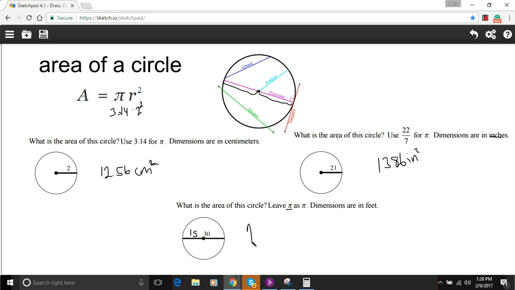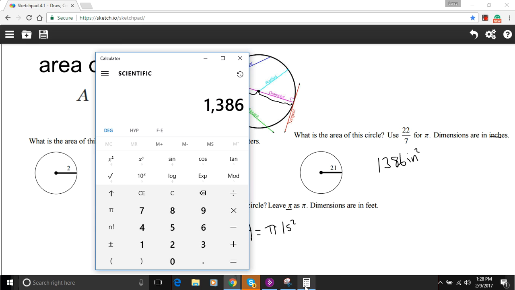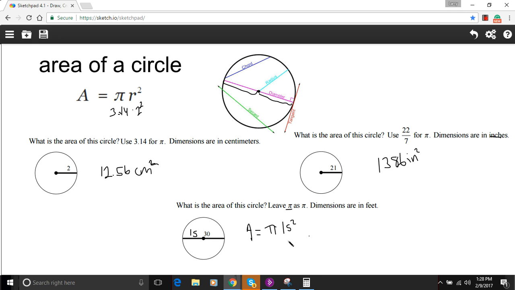So we want the area to equal pi times 15 squared. Since we're going to leave pi as pi, all I need to do is find out what 15 squared is. So here's 15 times 15. So that equals 225. So this is pi times 225. We usually write that in the other direction. So we would say 225 pi as our answer. So that's a few different ways to calculate the area of a circle.